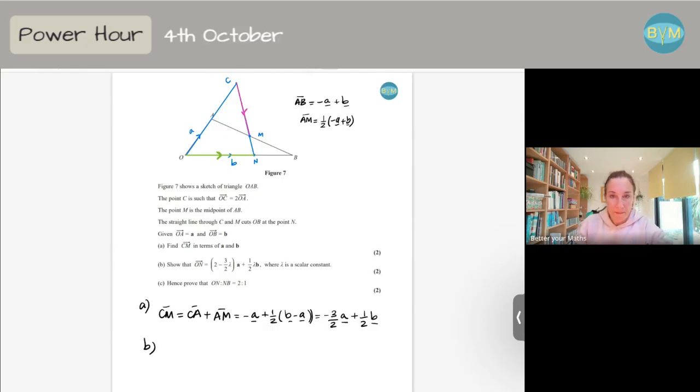What do you think? O to N, I can try to go this way. Yes, I know what OC is. So I can say that ON is OC plus CN. ON is 2A, we know that. They tell us at the beginning, 2A. And now, how can I write CN? This is where you have to understand that when vectors are parallel, they are multiples of each other. So how can I write CN? And where is this lambda coming from?